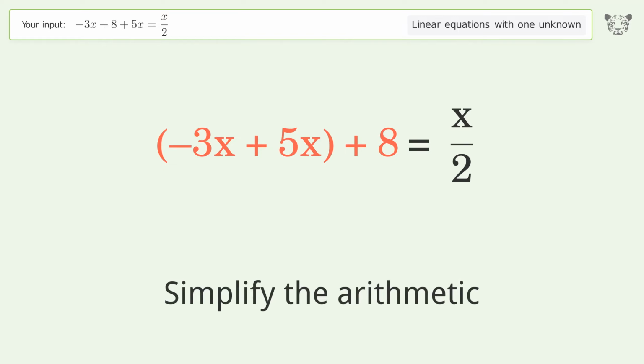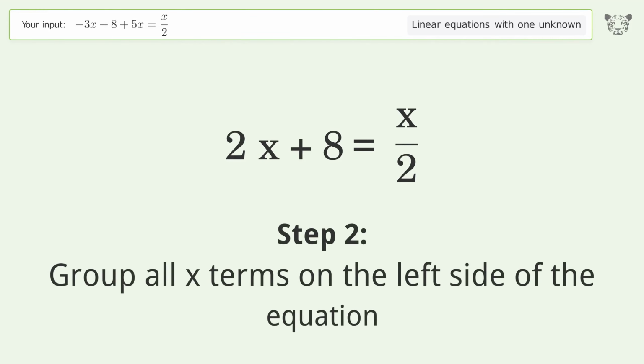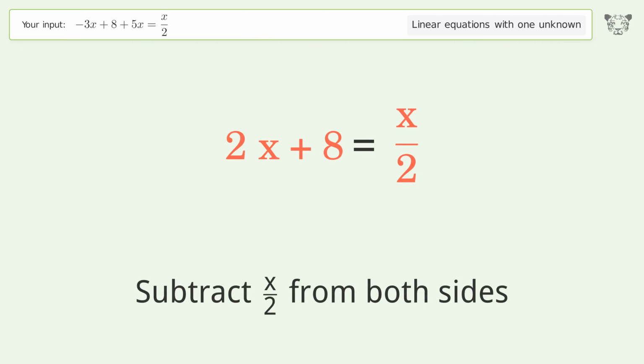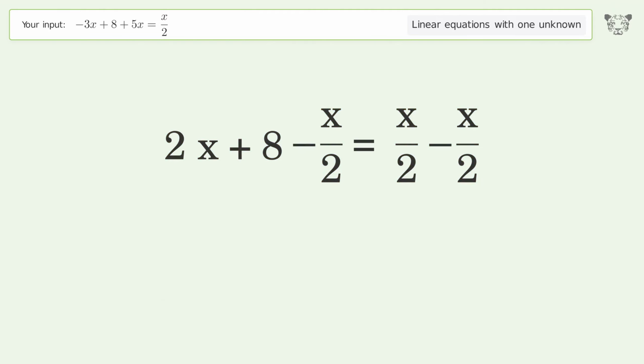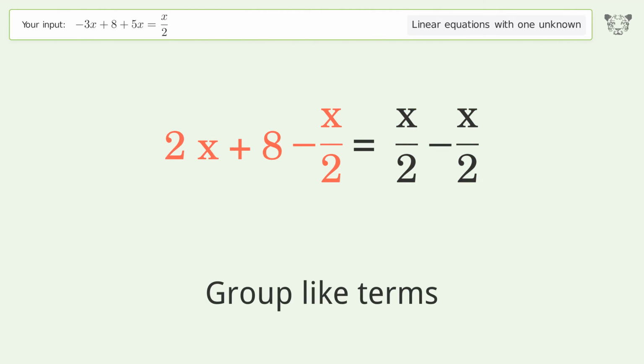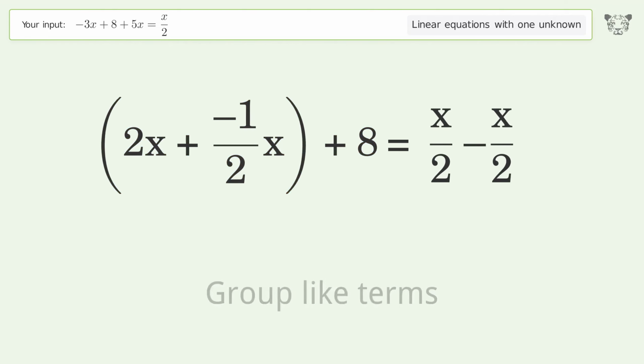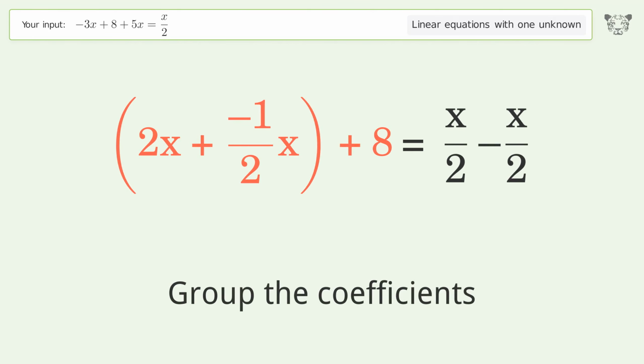Simplify the arithmetic. Group all x terms on the left side of the equation. Subtract 10/2 from both sides. Group like terms. Group the coefficients.